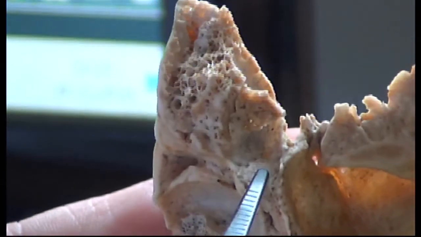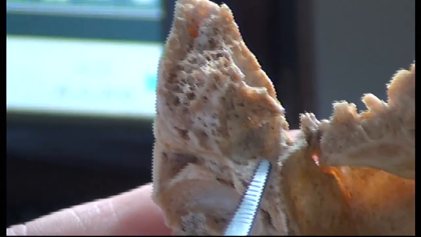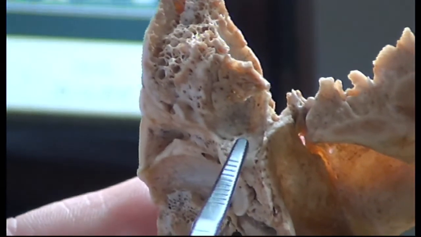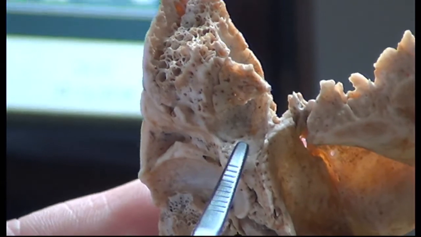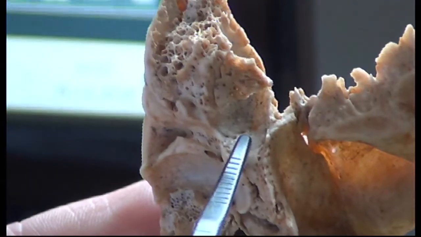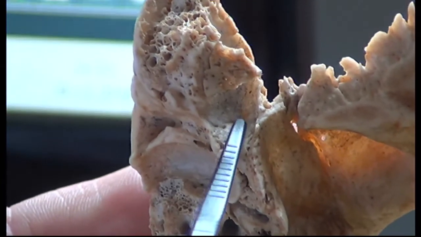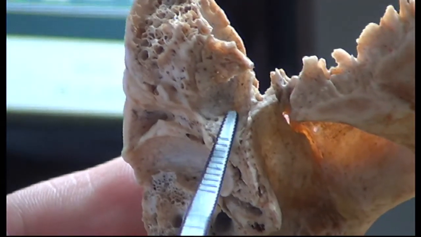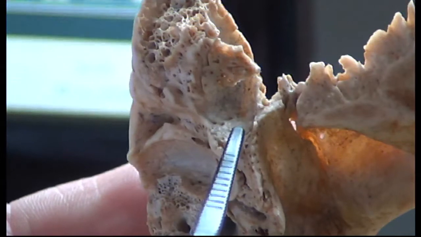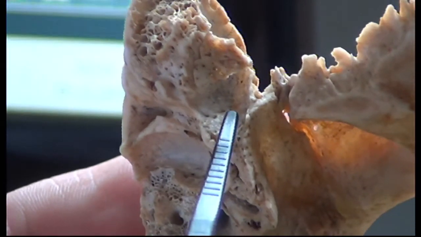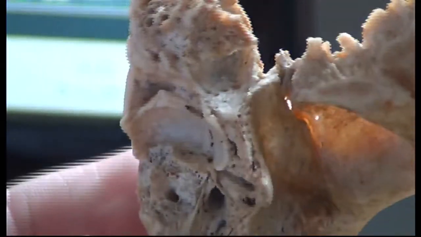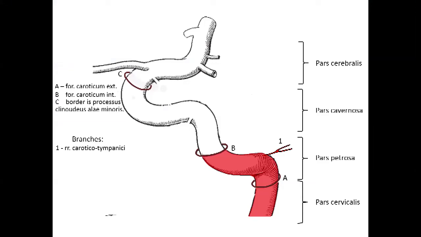So these very small canaliculi carotico-tympanici serve as small canals for these vessels: rami carotico-tympanici of arteria carotis interna. Let's return to our scheme. And now a more large vessel, number 2.